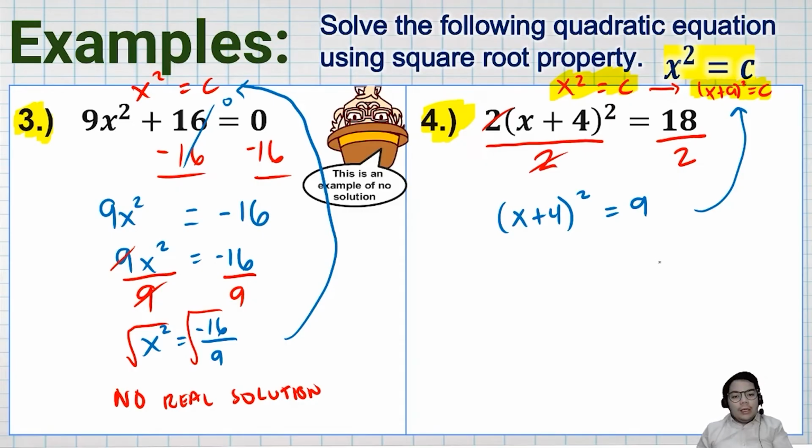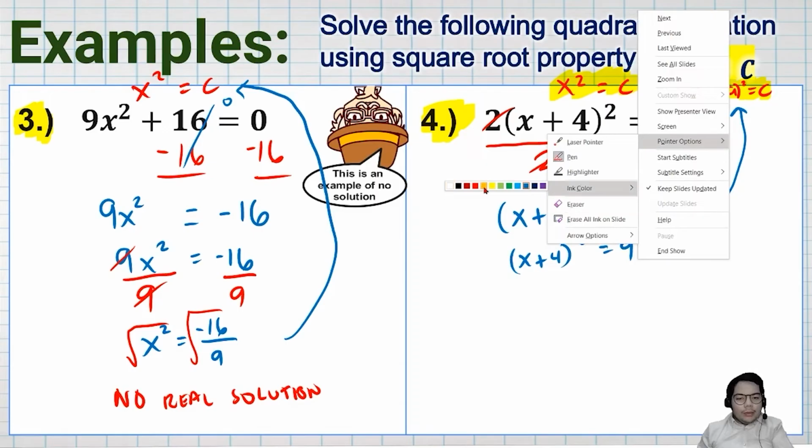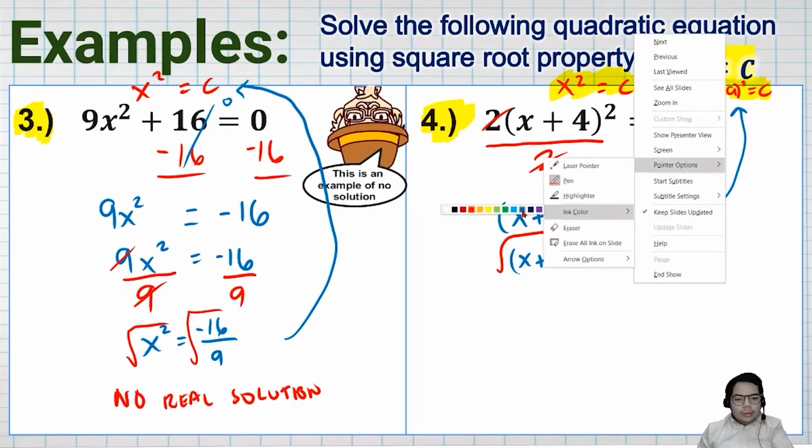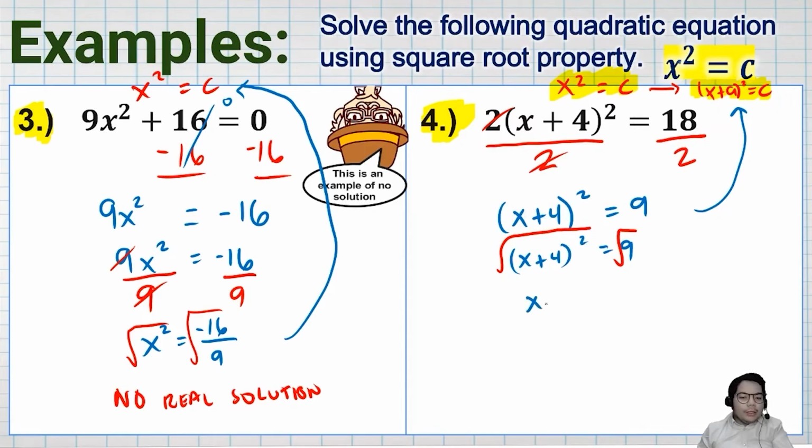Since pwede rin natin gamitin ng square root property yan, pwede na natin gawin yun. So, x plus 4 squared is equal to 9. We can get the square root of both sides. Yan, square root na natin sila parehas. So, the square root of x plus 4 squared is just x plus 4. And this will be equal to square root of 9. Kung naisip mo ay positive and negative 3, tama. So we have positive and negative 3.